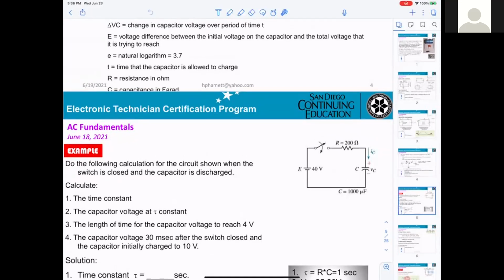Mr. Pham, time constant is R times C, right? R times C. So there was 200 ohms times 1,000 microfarads. So it definitely cannot be 1 second. No, it's 1,000 microfarads, which is 10 to the minus 6. 1,000 times 10 to the minus 6 times 200 is 200 milliseconds. Right, so it's not going to be 1 second. Right, it's not. Okay, so the answer I gave here is wrong.